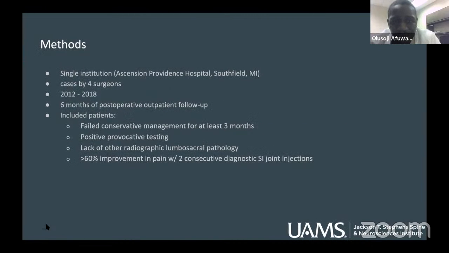This is a single institution study. There were 4 surgeons who performed these procedures from the years 2012 to 2018. Patients included had at least 6 months of postoperative follow-up. The diagnosis for inclusion required failed conservative management for at least 3 months, positive provocative testing, and lack of other radiographic lumbosacral pathology to explain their back pain. These patients also must have had greater than 60% improvement in their pain from SI joint injections with local anesthetics.